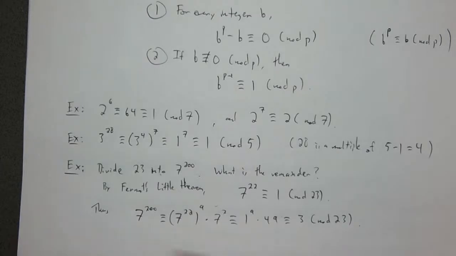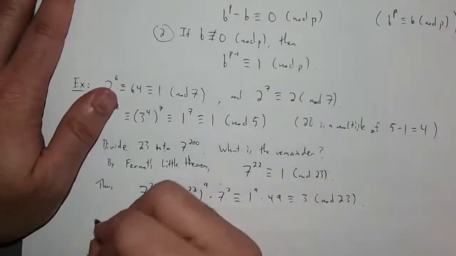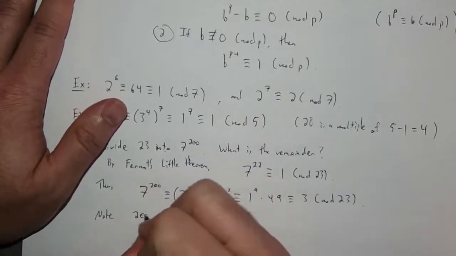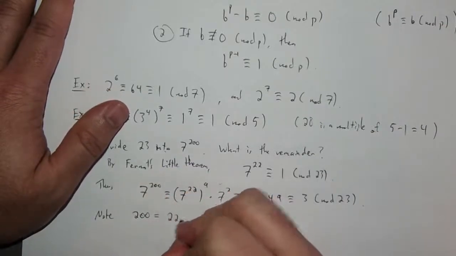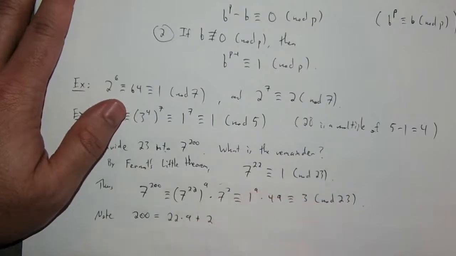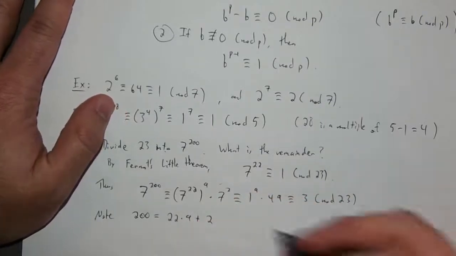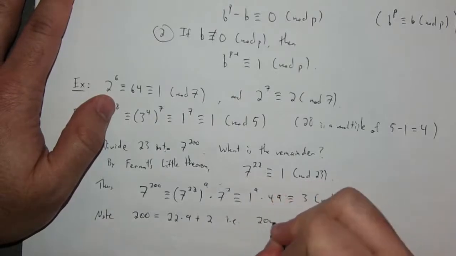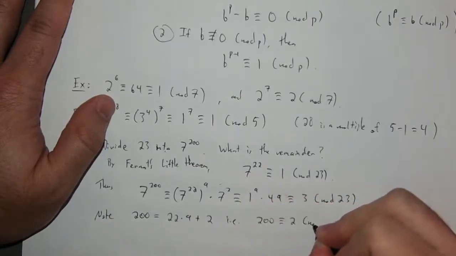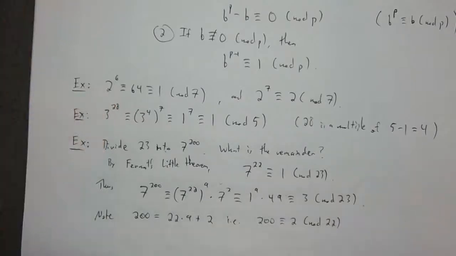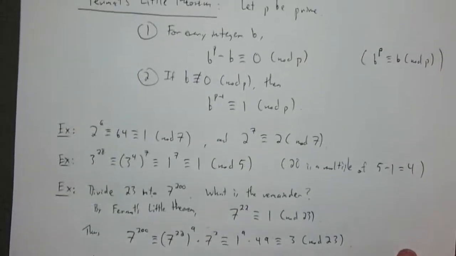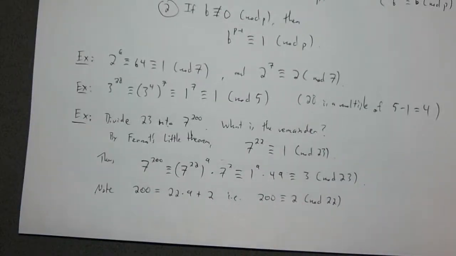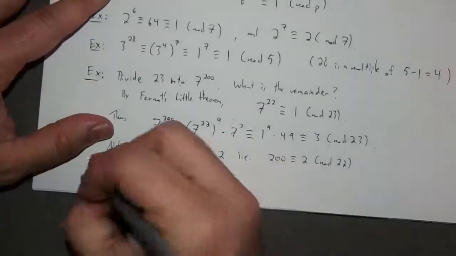Right. So actually, this last example I did is pretty neat. Note 200 is 22 times 9 plus 2 from the division algorithm, i.e., 200 is congruent to 2 mod 22. And so there is a fact that follows directly from Fermat's little theorem that we can always apply for exponents like this. So here's a corollary.